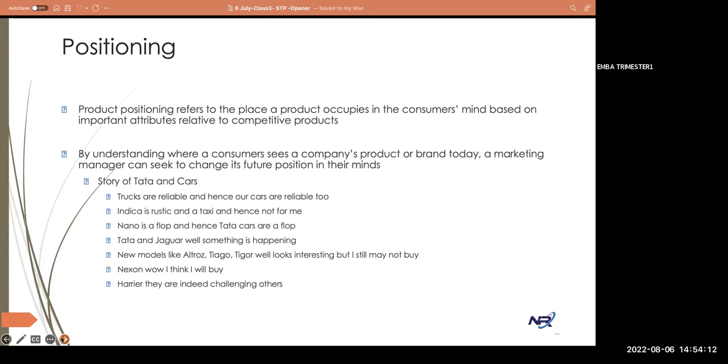Okay. And now when Harrier came or whatever new car came, now we know Tata, everybody is willing to look at Tata as an option. 5 years back, 10 years back, nobody wanted to buy a Tata car. So every company has to make sure that they position their cars very, very well.